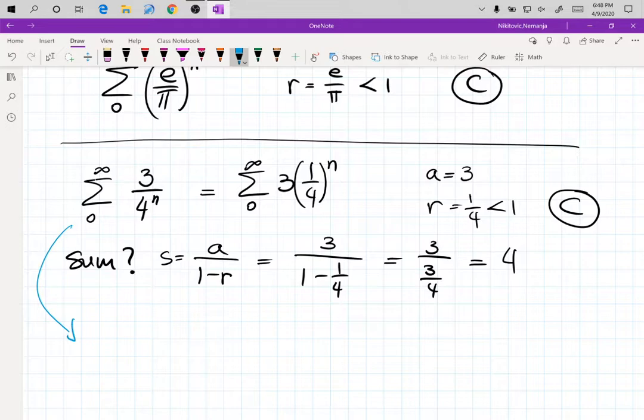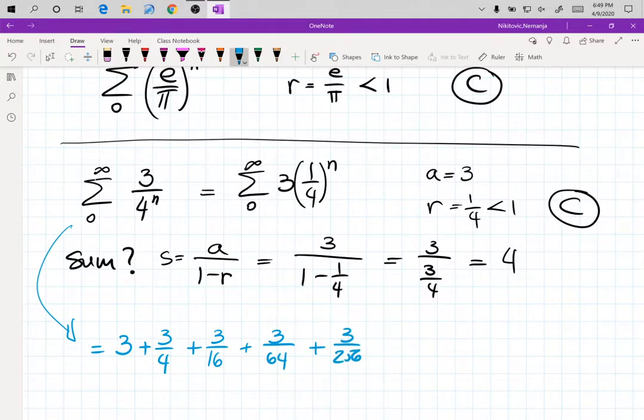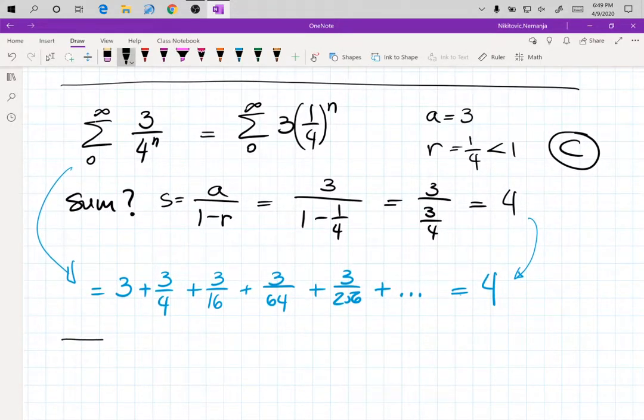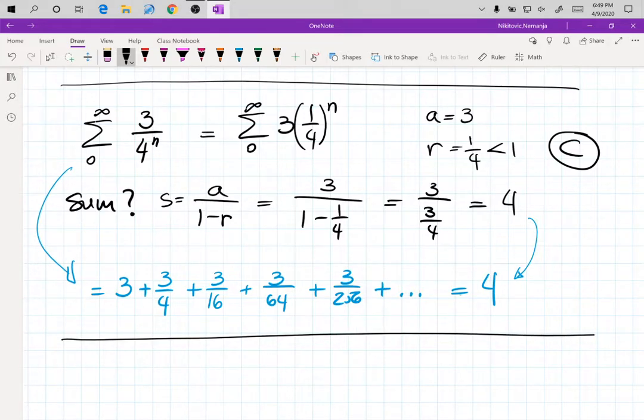I will add a little bit here in blue. So this is equal to 3, right? Because the first term is n equals 0, 4 to the 0 is 1. Plus, then you have 3/4 plus 3/16 plus 3/64 plus 3/256 plus going forever. All of that will be equal to 4. That's what it means. Convergence is the sum of all terms of the series. And they can add to a finite number, in this case 4, or they can add to infinity, in which case we have divergence.